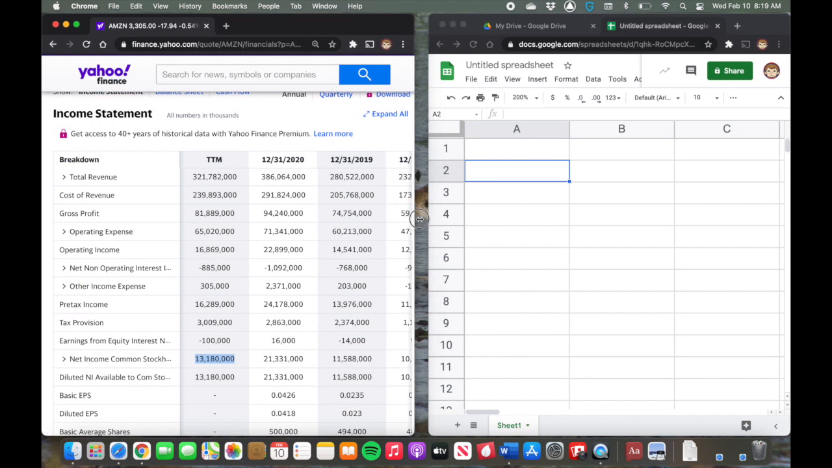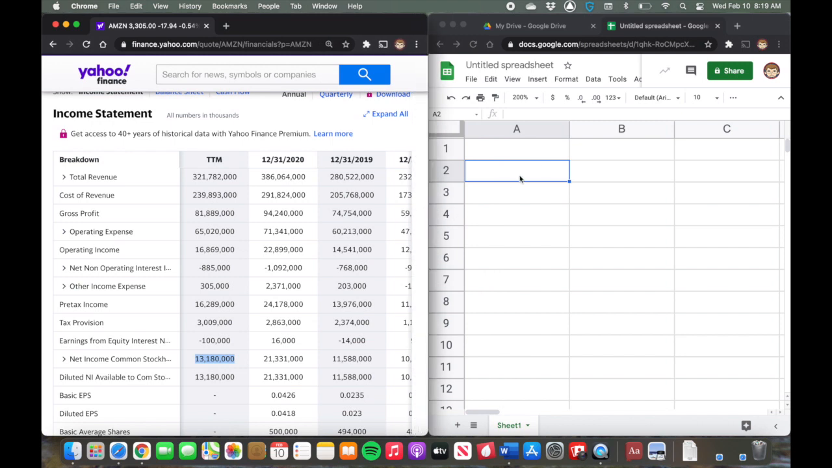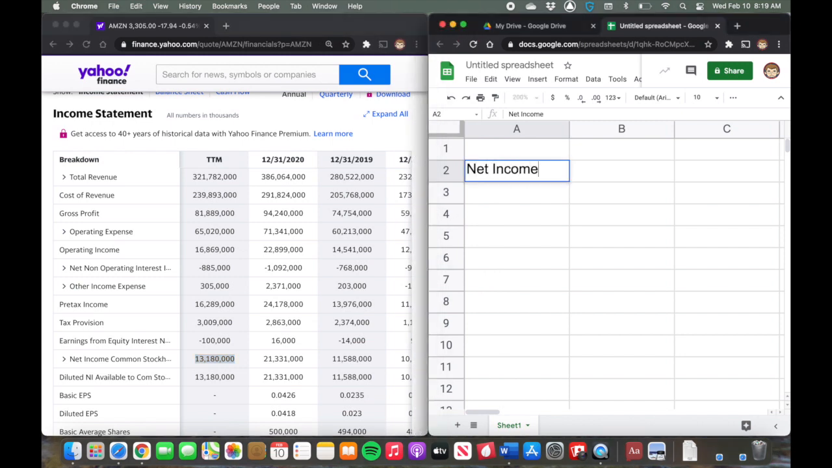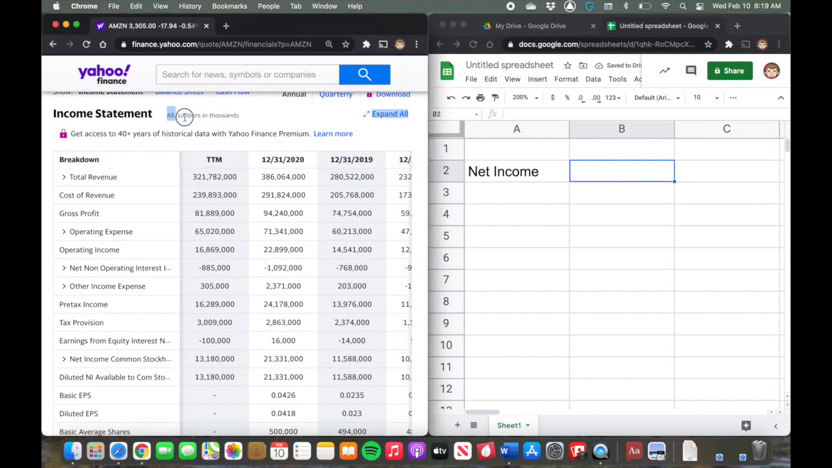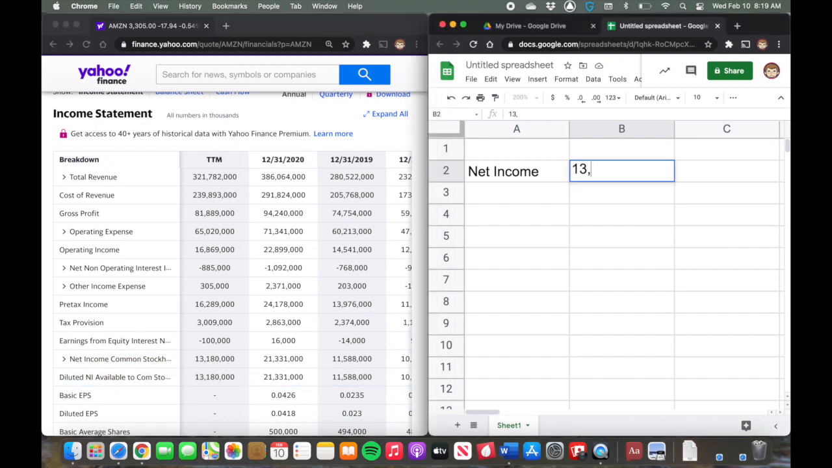So let's put this number in here. This is our net income. And the numbers on this sheet are all in thousands. So this is 13 billion. And I'm going to go in millions here to make this easier. So I'm going to say 13,180 million.